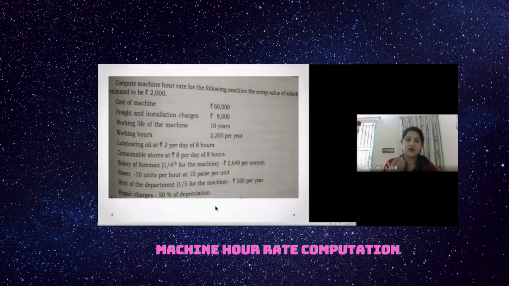Power, of course, 10 units per hour at 10 pies, which we have to multiply. Rent of the department, which we know is a standing charge, they have kept as 1/5 for this particular machine, and it is 550 per year. So initially we will go with per annum, then we will go with finding out the per unit aspect. Repair charges, it is 50% of depreciation. This is the question. Now looking at the question itself, we can categorize these expenses into standing as well as machine expenses. Let's see how that is being done.